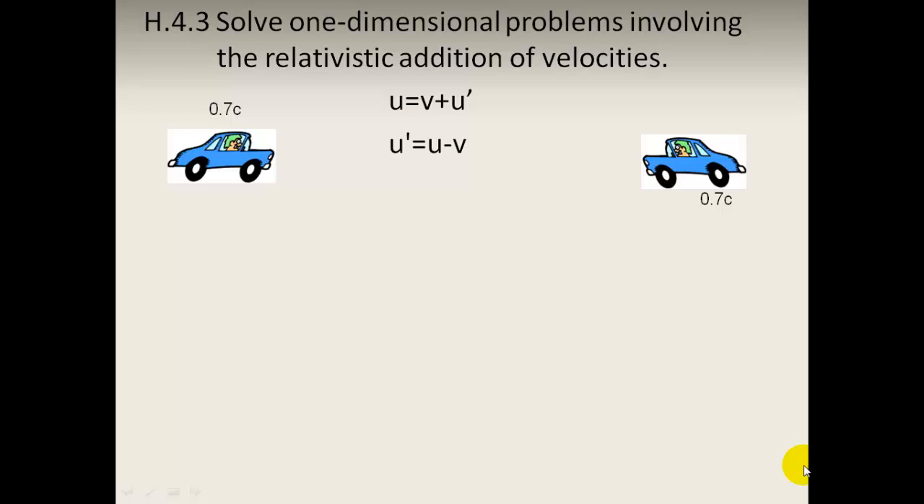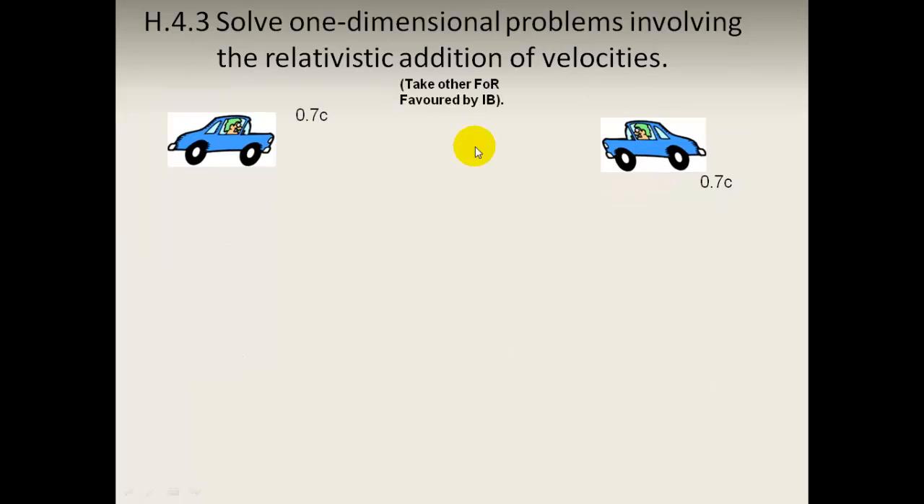We need to solve one-dimensional problems involving the relativistic addition of velocities. First, we'll look at the Galilean transformations. So let's do this using the relativistic equations. Now, the IB like to do it this way. They like to take the other frame of reference and do all the measurements, do all the calculations from the second frame of reference.